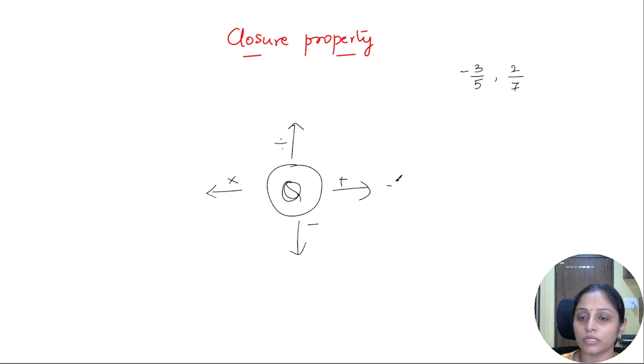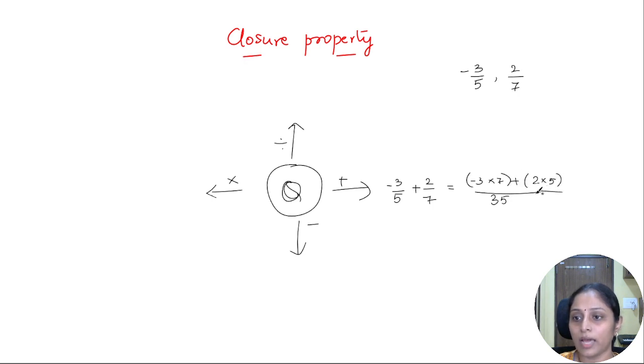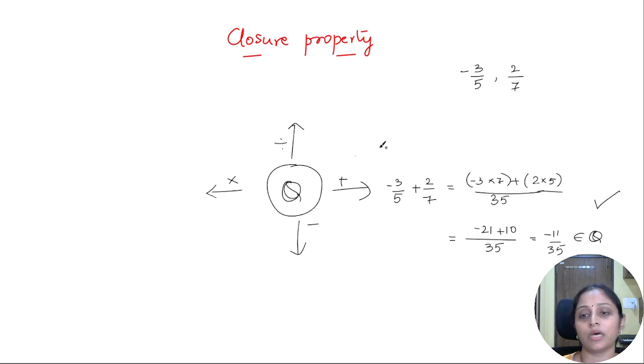Now if I add these two rational numbers, let us see what happens. Minus 3 by 5 plus 2 by 7 is going to be, how are you going to solve this? I need to take the LCM here. 5 and 7, the LCM is going to be 35. And here I have minus 3 into 7 plus 2 into 5, right? This is how you will add two rational numbers. So now this is nothing but minus 21 plus 10 by 35, which is minus 11 by 35. Now is this a rational number? Yes, it is a rational number. Therefore, we can conclude that rational numbers are closed under addition.